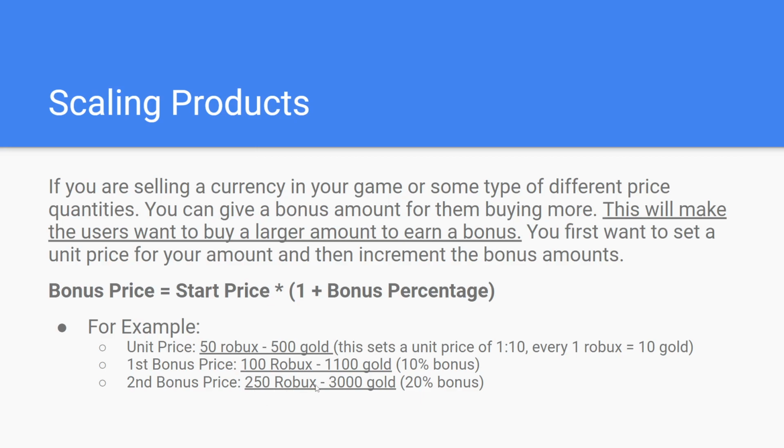And 250 Robux might be equal to 300 gold with the 20% bonus. Before it'd be 2,500, but we added a 20% bonus, which is also 1 to 12. So for every 1 Robux you spend, you're going to be getting 12 gold. And this is just so that they're going to be willing to spend more in your game if there's going to be a bonus quantity, and this might get you a little bit more profit.